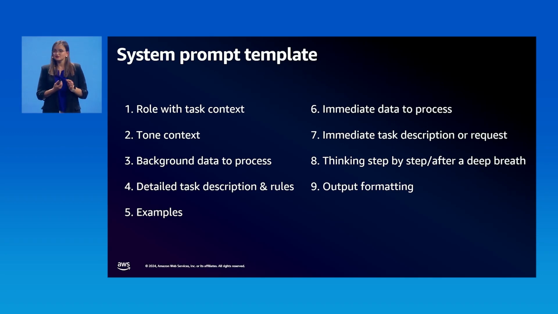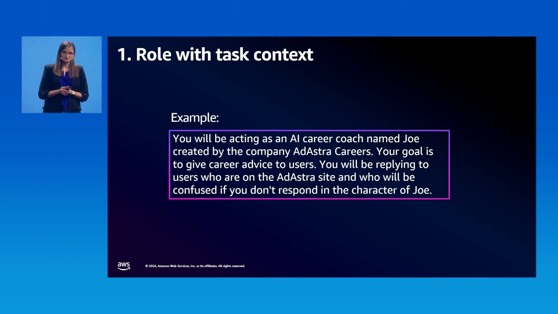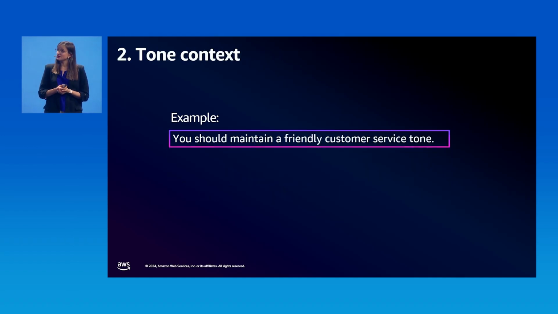So we start with the element of our system prompt template, which is giving the role. So here, first things first, we are explicitly saying that you will be acting as an AI career coach with a certain name, and we would probably like to maintain the same name for this career coach during our conversation. And at the same time, what is your goal? Your goal is to give career advice to users. The second element would be to use a certain tone, context or style of the conversation. So you should maintain a friendly customer service tone.